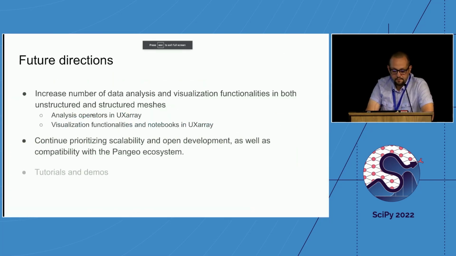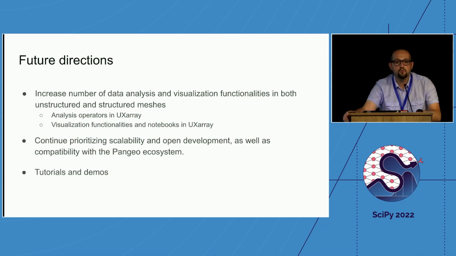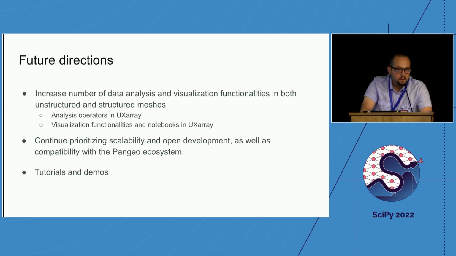So these are our future directions. We would like to put more functions into GeoCAT-comp, especially, and UXarray in the upcoming year. And we would like to put more notebook examples for visualization as well. And we would like to start some tutorials and demos, maybe in person and virtually in the upcoming year.